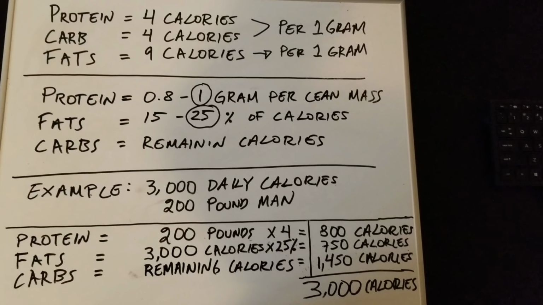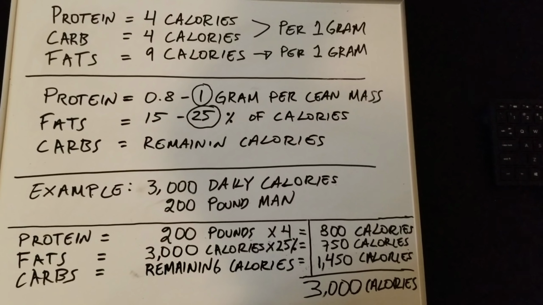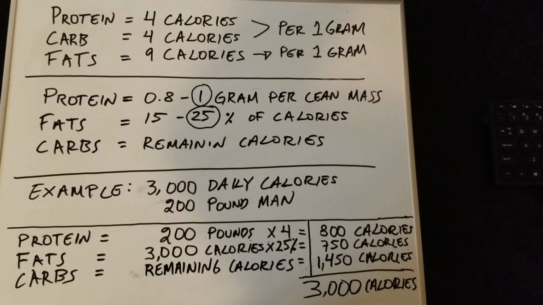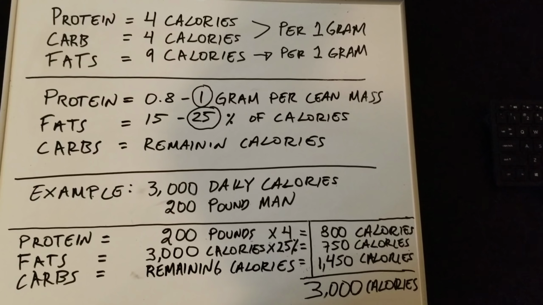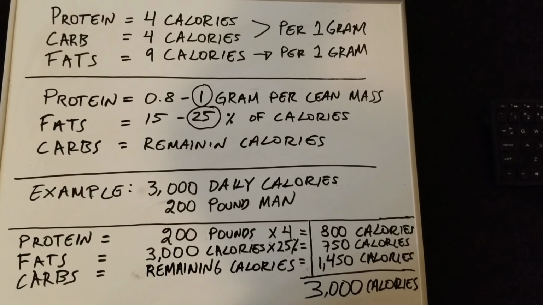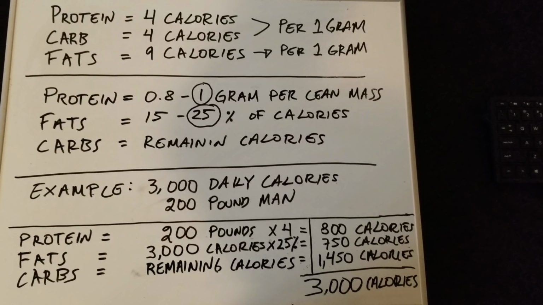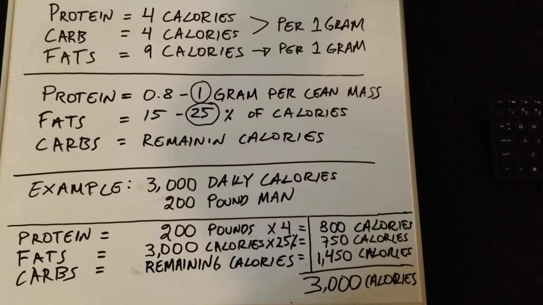For fats, we take the daily caloric deficit calories of 3,000. We multiply that by 25% because this person really loves his fats. So 25% times 3,000 is 750 calories of fats that this person needs to eat daily. The remaining calories of 1,450 calories will come from carbohydrates. So that gives us a total of 3,000 calories per day. Those are the daily caloric deficit calories that this person needs to eat in order to lose weight.